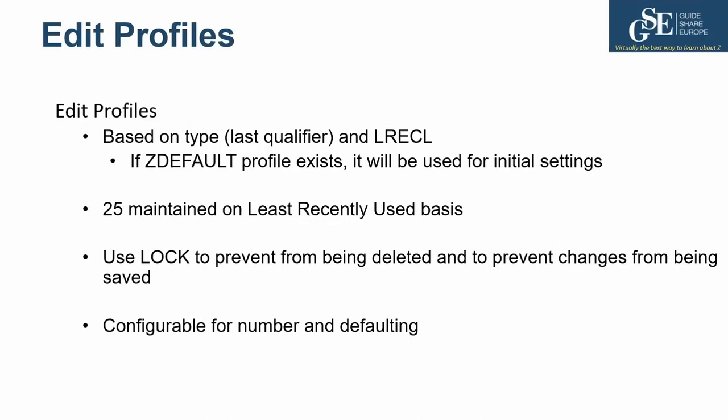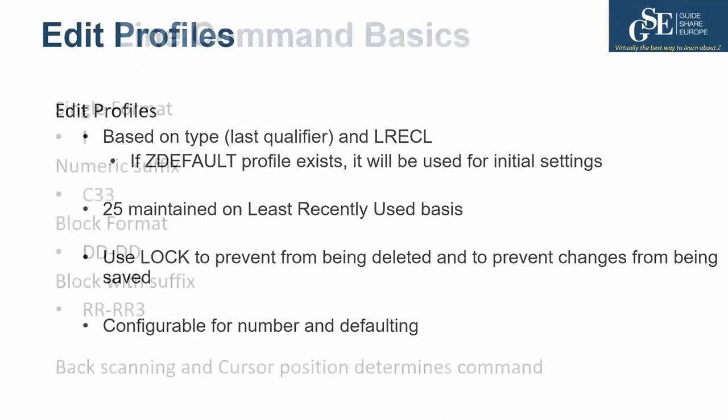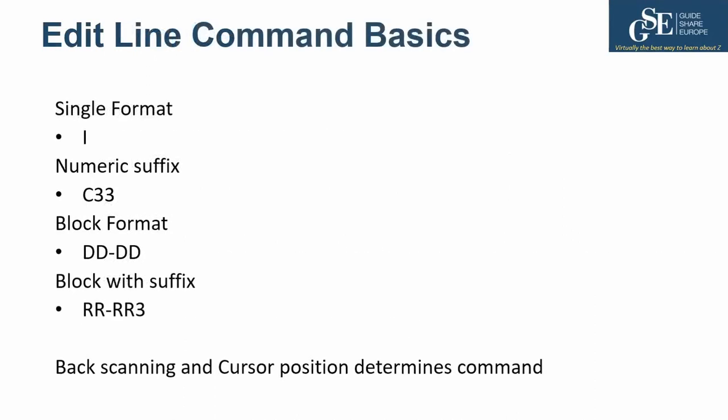And you can also set up configuration options for defaulting different things. Okay, on to the line commands. There are different formats of the line commands. You can have a single format where you're just specifying the command D, R, whatever. Some of them will accept a numeric suffix. Some of them have block formats, and some have block formats with a suffix. So if you use RR block with a 3, you'll get 3 groups of that repeated.